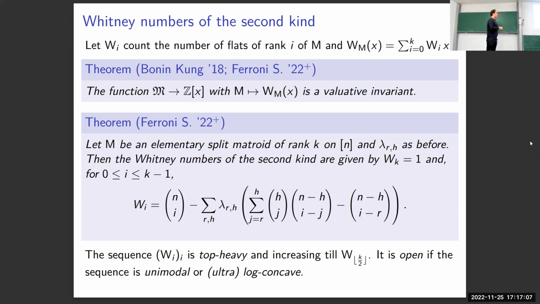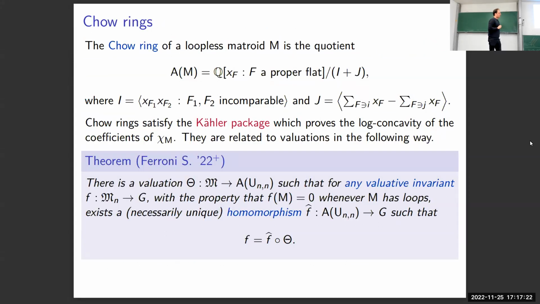But it's not clear if this is a unimodal sequence, meaning that it only has a peak in the middle, who knows, or if it's log concave, which is also a nice property that people care about in combinatorics. Okay, so these are two standard matroid invariants, I would say. And here is one that I would associate to algebra.